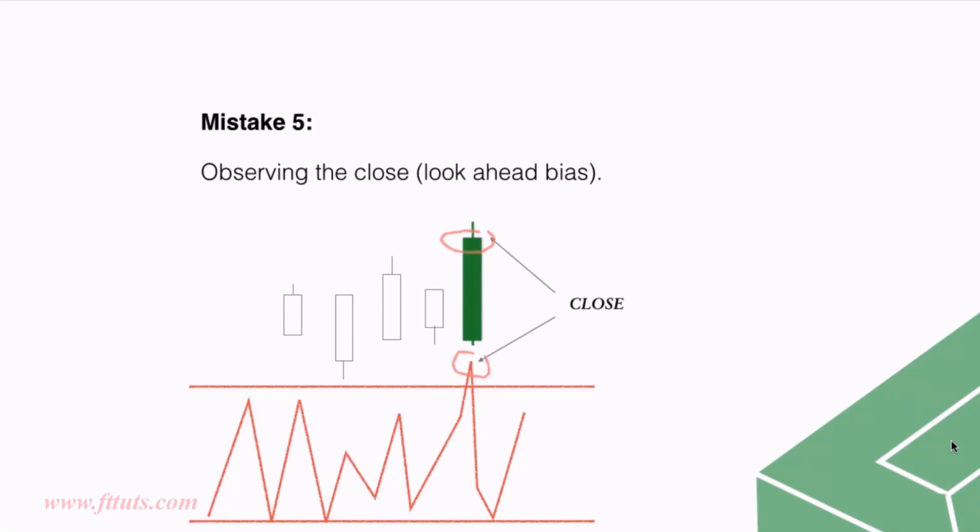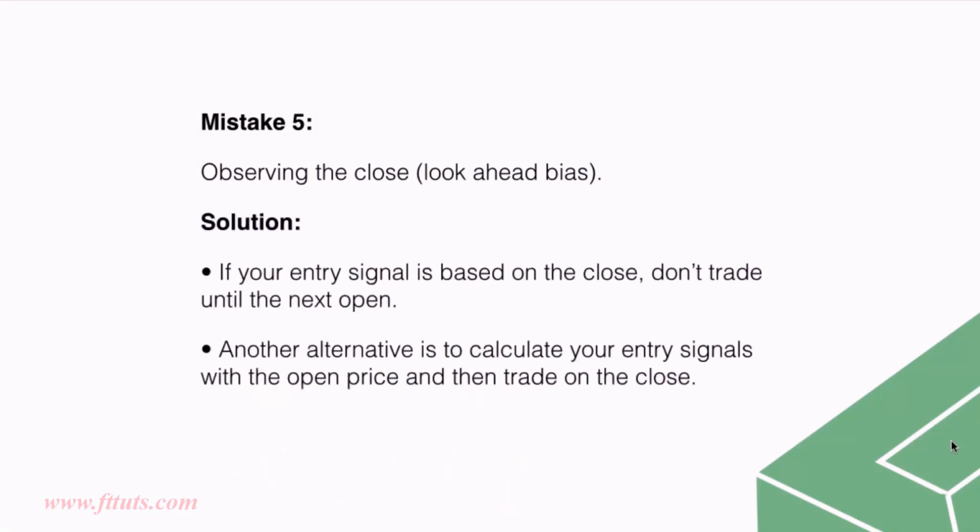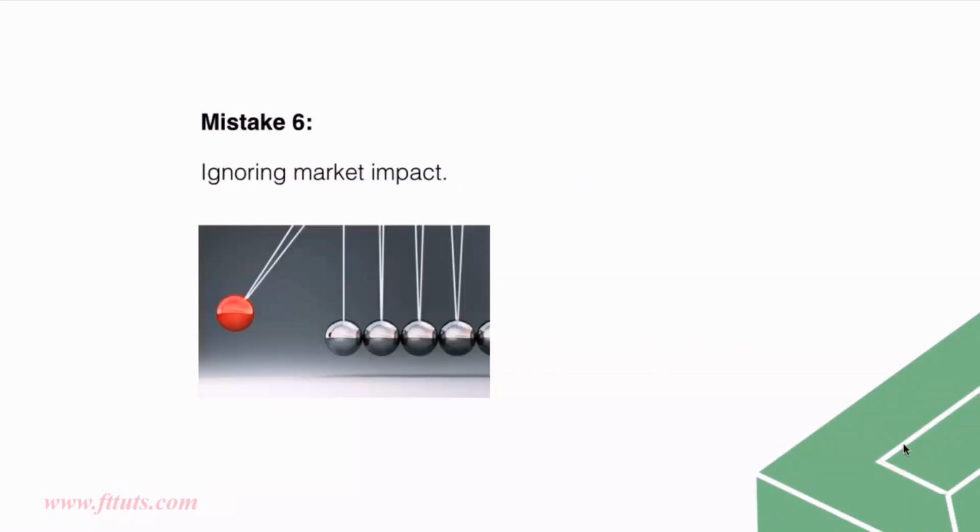So this is one example of look-ahead bias that can cause huge differences to system returns. So if your entry signal is based on the close, have the system trade on the next open. Another option is to calculate your entry signals with the open price and then trade on the close. And another option is to calculate the level at which the indicator will cause an entry signal.